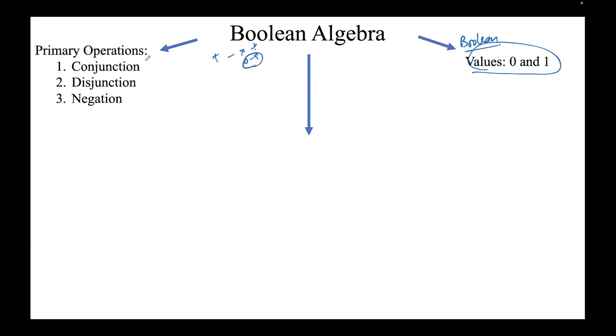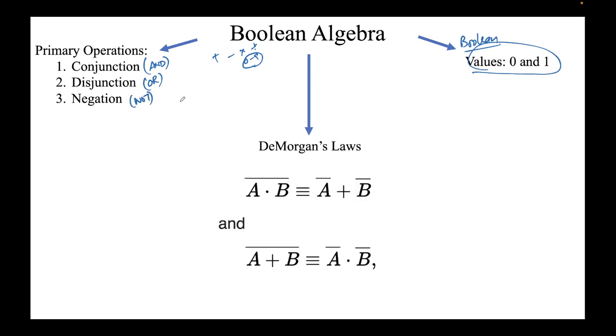One is conjunction. Conjunction is AND. Disjunction is OR. Negation we typically refer to as NOT. So these are the values that we can play with. These are the 3 basic functions that we have, and these are the 2 very basic laws in Boolean algebra. These are called De Morgan's laws.